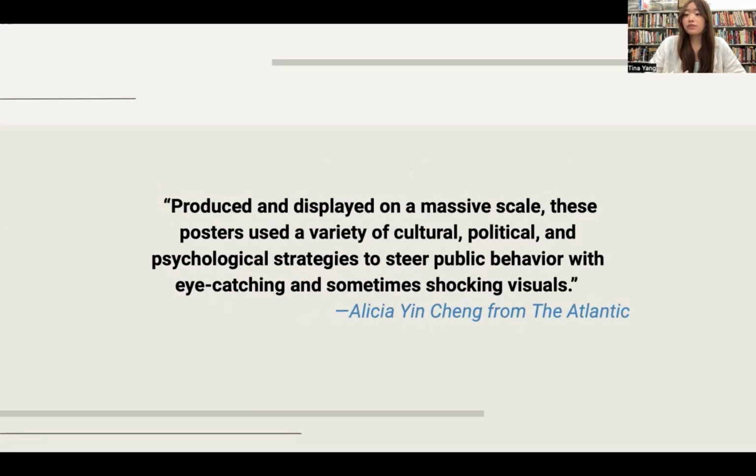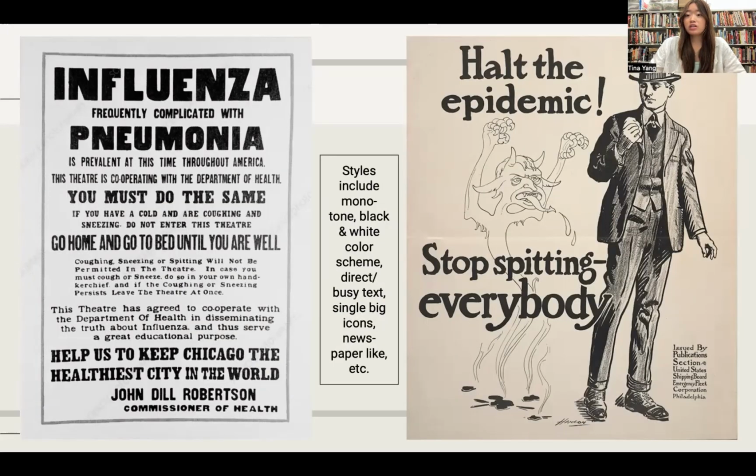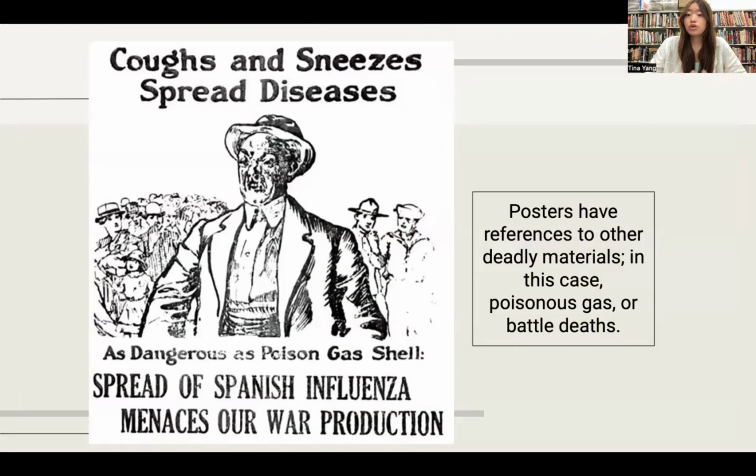Alicia Chang said very well from The Atlantic that posters from this era were not created to just sit and look pretty, but to psychologically change the way people thought about the crisis in a political or in a cultural form, as well as informing them about the basic safety of the health crisis. Posters from this era included monotone, lots of black and white color scheme, lots of busy and direct text, and little representational icons. To show awareness of this disease, posters also have references of it to other deadly materials, in this case, poisonous gas or battle deaths.